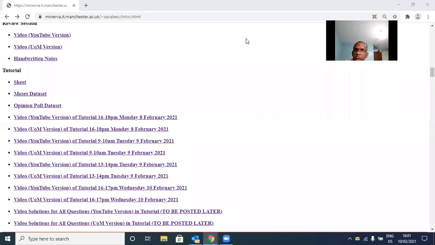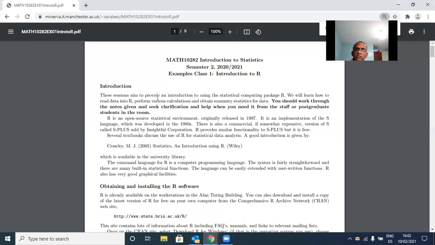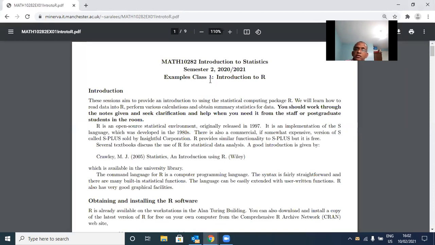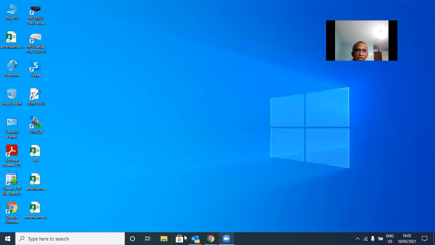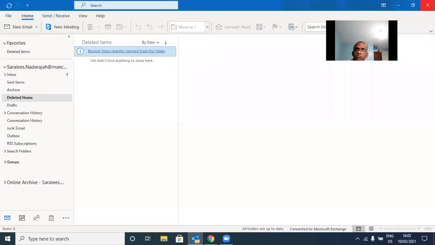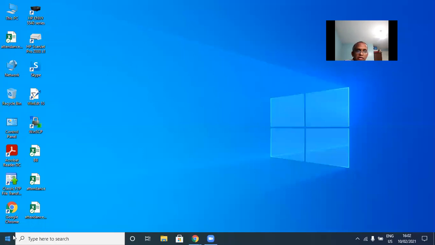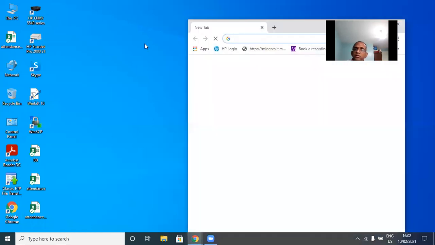Now let me start talking about this session. All right. In this session, I'm going to take you through this tutorial sheet, which is about the introduction to R. R is a free statistical software. So before I can take you through this, I need to install R. I already have R installed on my computer, but you might not have. So let me show you how to install R.